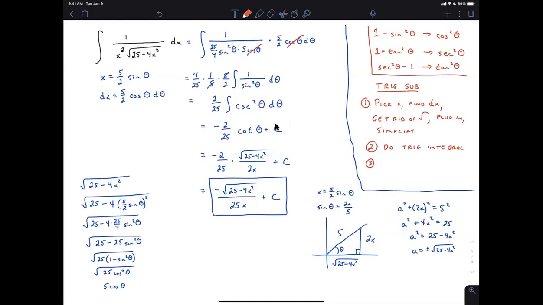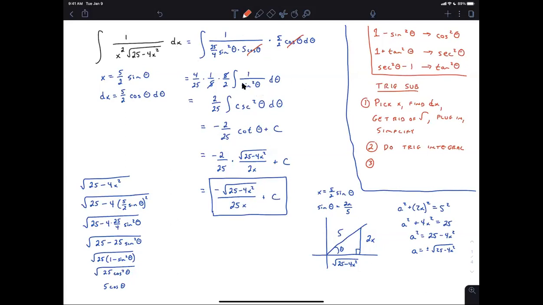Okay, and again, if you come up with more questions, feel free to ask them or interrupt if there's something I'm doing that's unclear. But like I said, there's 3 broad steps. This first step is always basically the same. You pick x, you find dx, you use that stuff to get rid of the square root, you plug everything in, and you simplify down. Make sure not to forget to plug in for dx. Okay, so you plug everything in and simplify down.